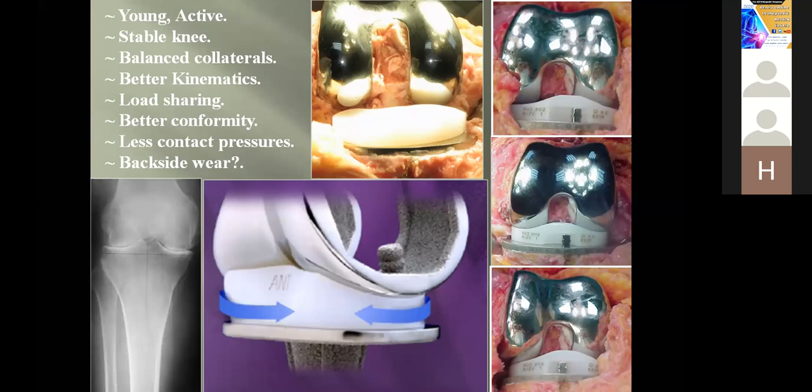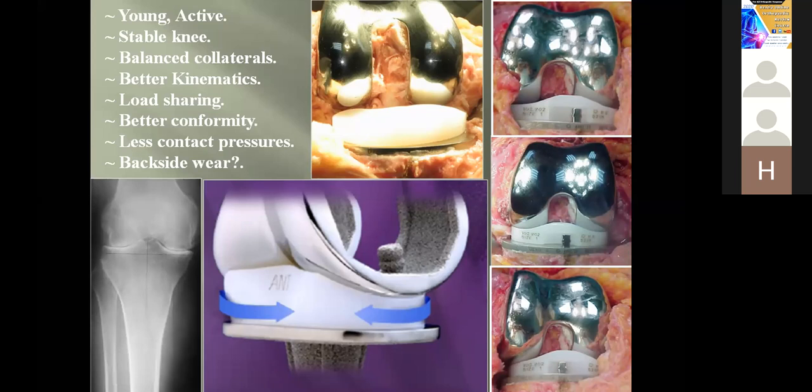It needs a stable knee because it depends on the integrity of the collaterals, and it needs to reach, at the end of your surgery, balanced collaterals and balanced gaps. It needs better preoperative kinematics. It's a load sharing prosthesis, provides better conformity and less contact pressure, but the issue of backside wear is still there.